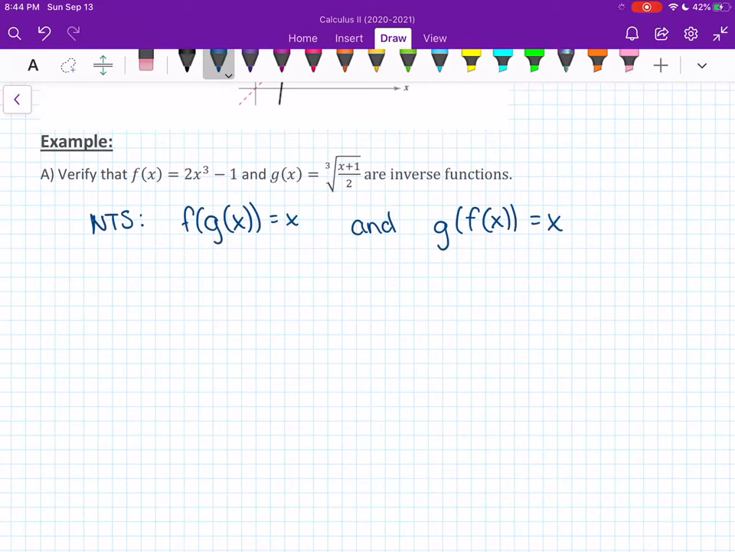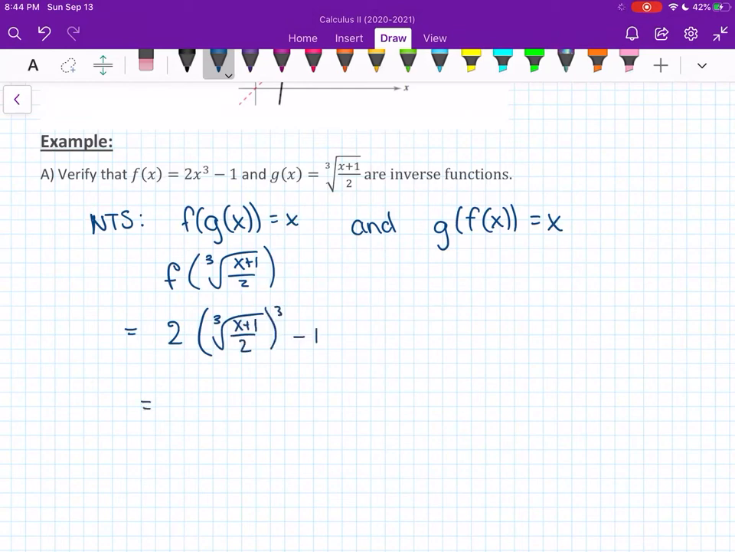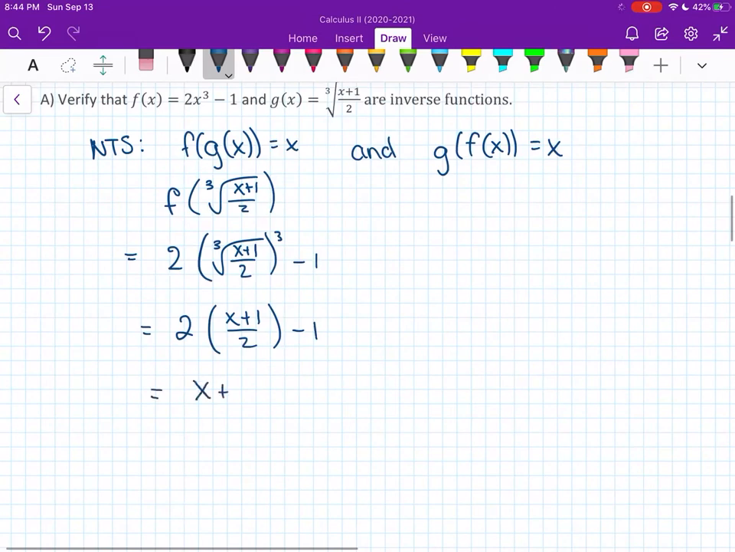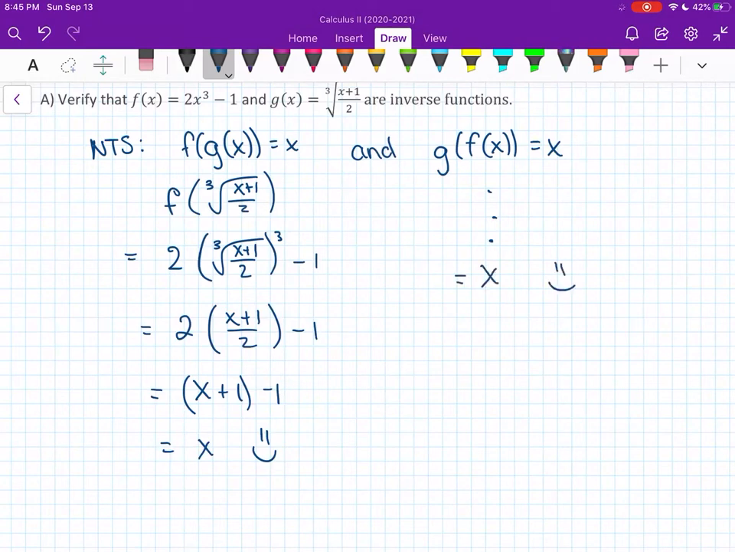Okay, so let's get started. So I'm plugging the function g into f for the first one. So I want the cube root of (x plus 1) over 2 into my function f. So 2 times the cube root of all of that cubed minus 1. So the cube and cube root cancel. So I get 2 times (x plus 1) over 2 minus 1. The 2's cancel, I get x plus 1 minus 1, and then of course the 1's cancel, and I just get x. I'm going to let you try it the other direction on your own, and of course you should also just get x.